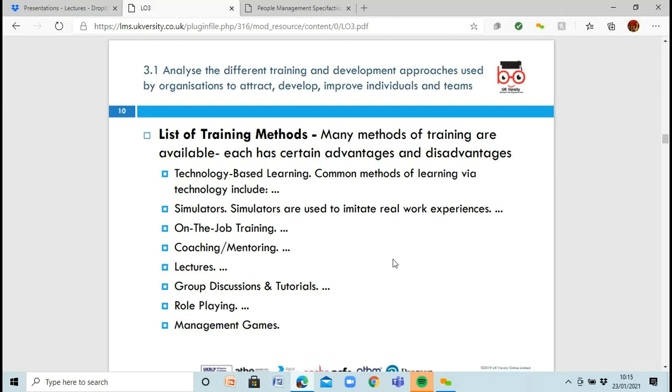And now we'll make a start on assessment criteria 3.1. So this is to analyze different training and development approaches used by organizations to attract, develop, and improve individuals and teams.